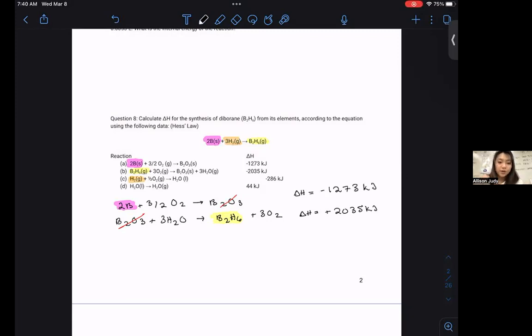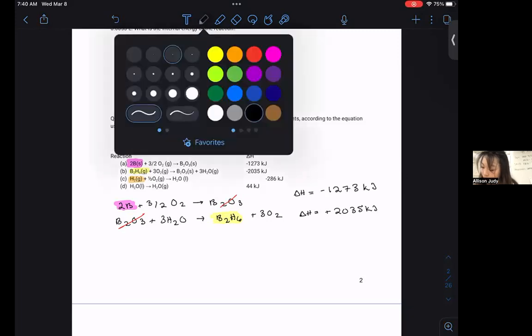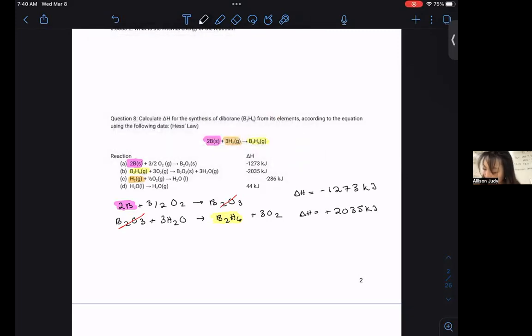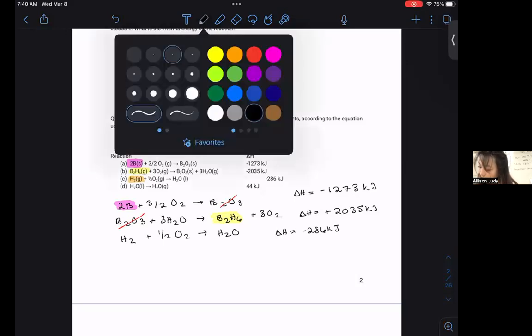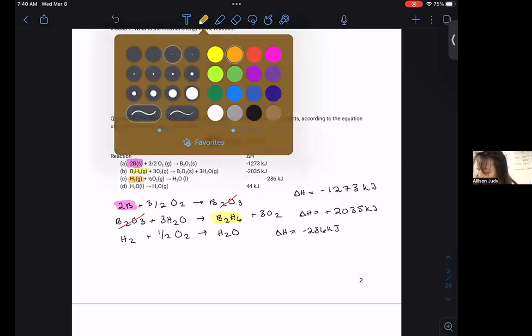Okay, so next step, H2 plus half O2 goes to H2O. That has my particular H2 that I want. And so I'm going to translate it down on the correct side. H2 plus a half O2 goes to H2O, which means that my enthalpy is going to stay the same as a negative 286 kilojoules.